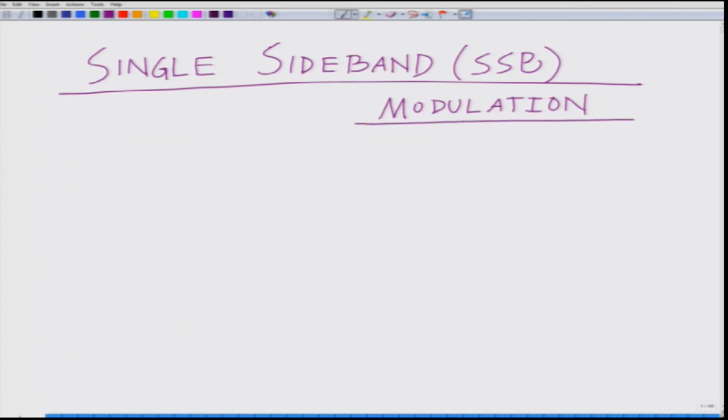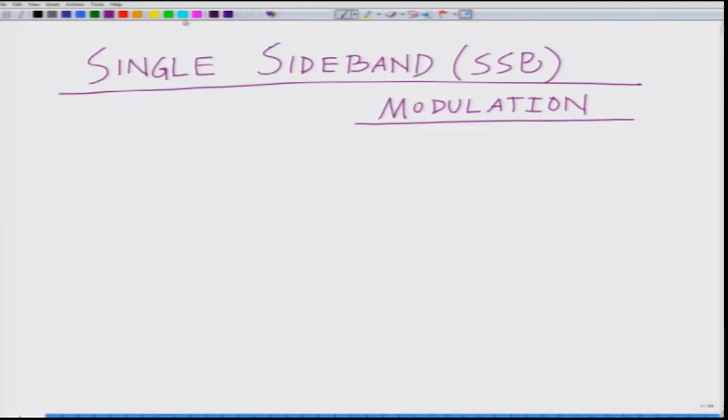We have looked at double sideband in which both the sidebands are transmitted. Let us now start looking at single sideband modulation. For this purpose, consider a message signal m(t). Let us start by considering a message as usual.